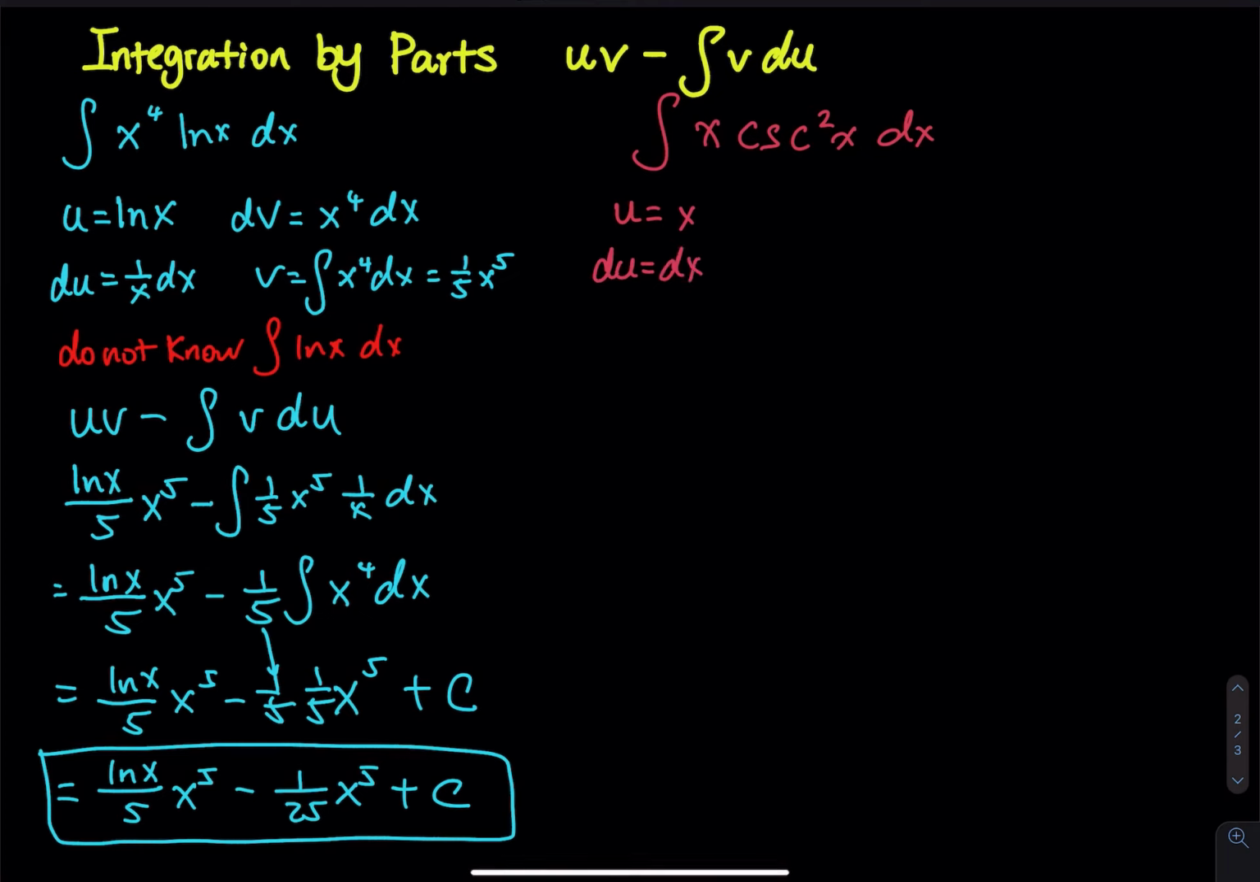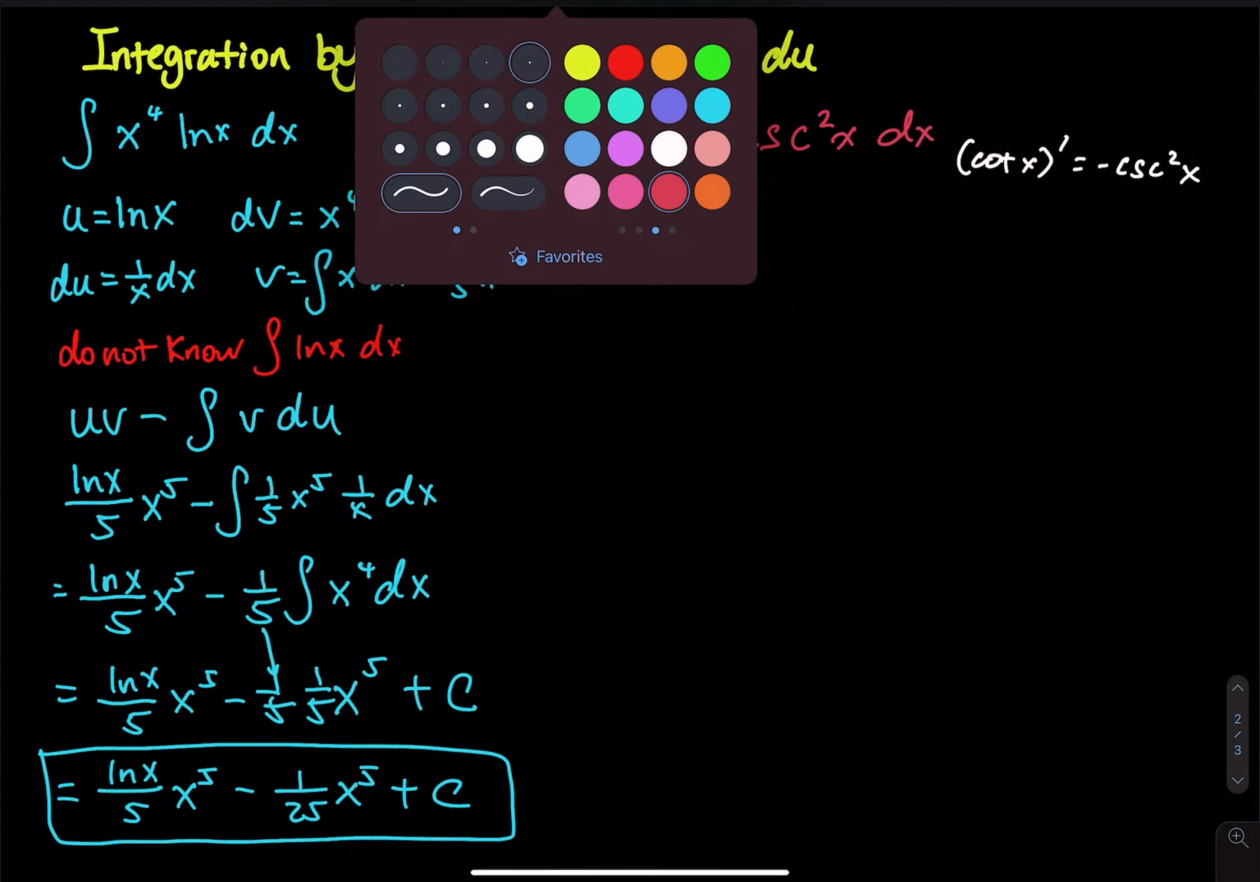So now there is no more x when you find the integral of v du. And then this one, since we know what the integral of cosecant is, in case you don't remember this, let me quickly review this for you. The derivative of cotangent is equal to negative cosecant squared x. All right, we are going to use this in a minute.